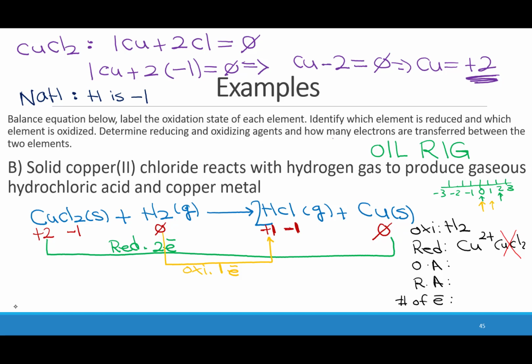Now, the species that's becoming oxidized is the reducing agent. The one that becomes reduced is our oxidizing agent. Now, how many electrons are being transferred? It's 2 and 1. 2 is reduced, 1 is oxidized. Then what's the common factor between 2 and 1? It's 2. We don't add, we don't multiply. We just use the common factor. 2 and 1 is 2.